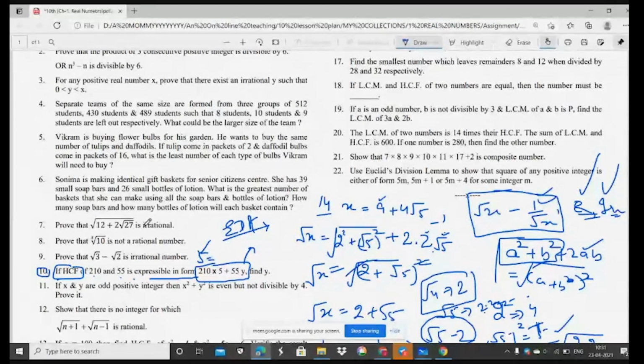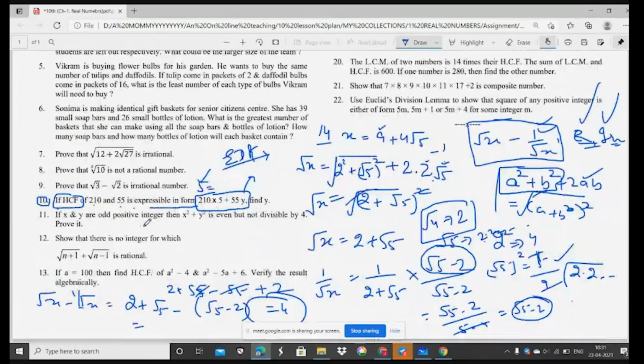Ma'am, in question 9, we have to first prove separately that root 3 and root 2 are irrational. Okay, let's very first work with that.